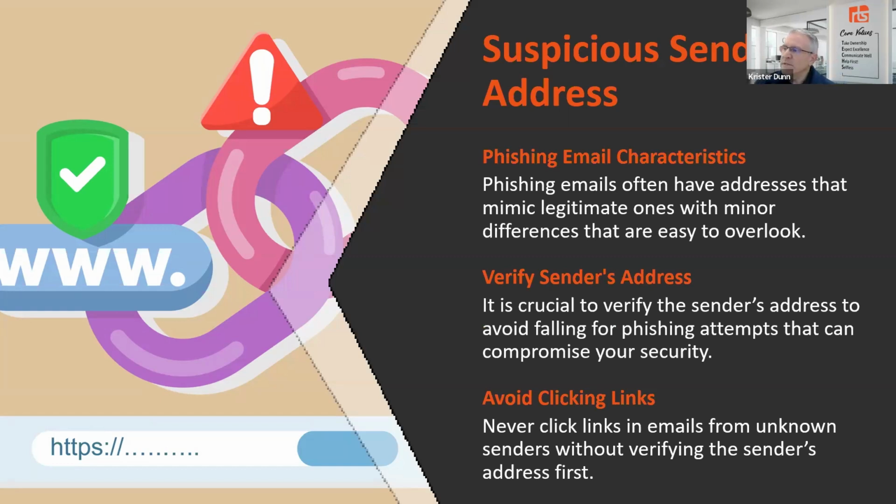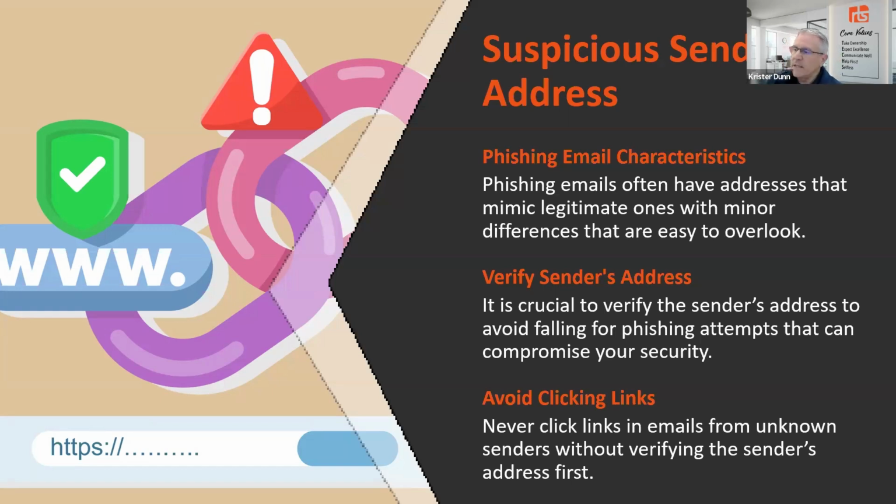And so it's really important to verify the sender's address. So if you've got an employee that gets an email that says it's from Amazon or from one of your vendors and you owe them some money, double check the email address, make sure that it's accurate. And again, avoid clicking links in emails that are from unknown senders.